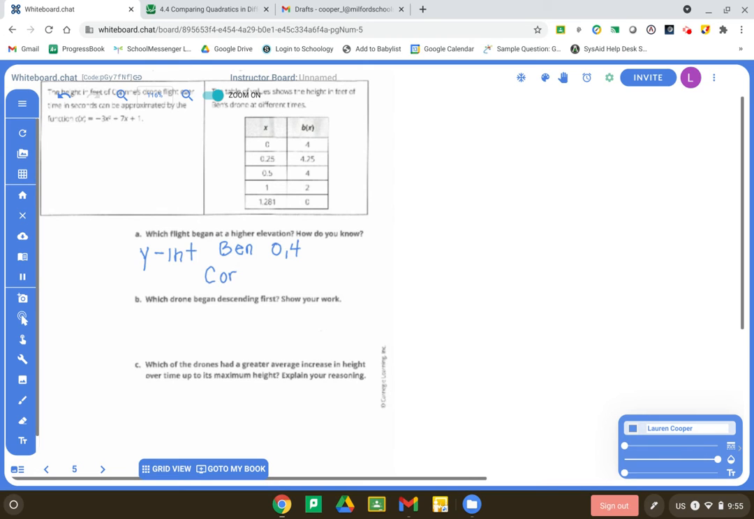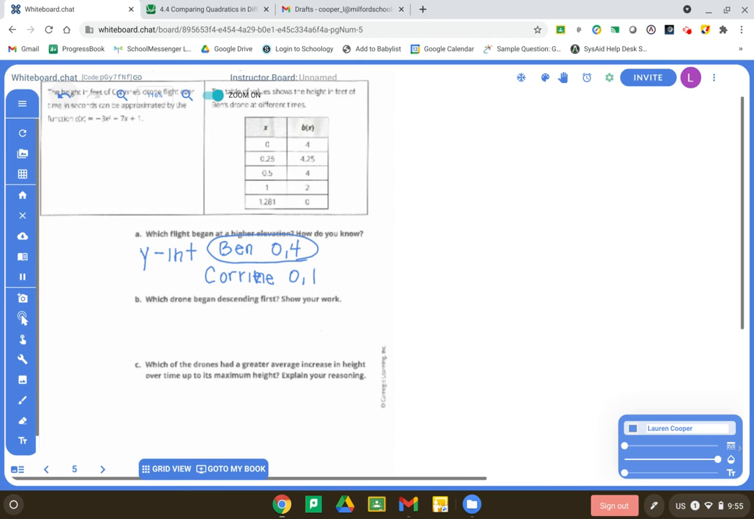Corinne, oops, it helps if I spell her name right. It's not letting me backspace. All right, I'll try it over. Corinne was at 0, 1. So Ben had the higher elevation to begin with.